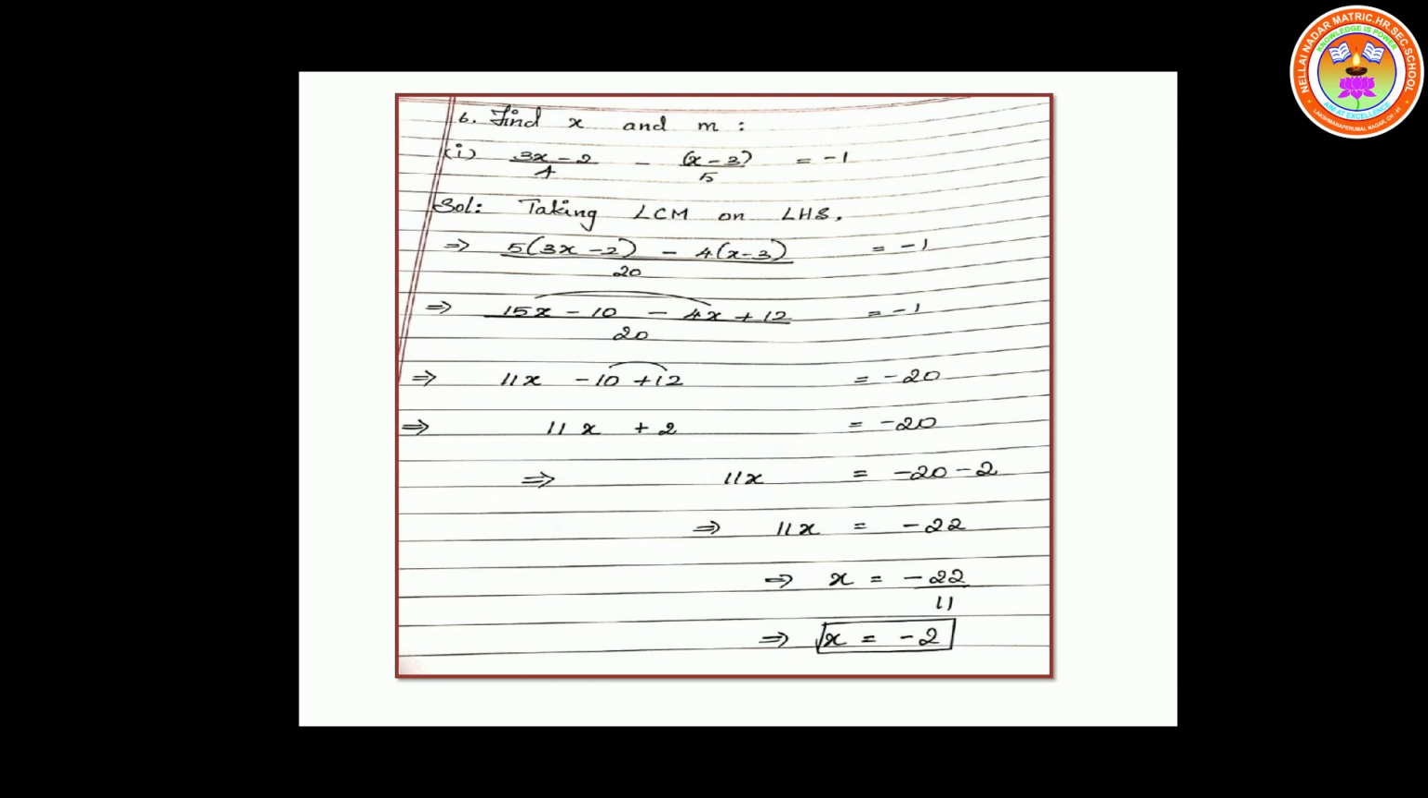Now since there are brackets, I have to expand the brackets. So expanding, what happens? 5 into 3, that becomes 15x, minus 5 2s are 10. Then minus 4 into x is 4x. Minus into minus becomes plus, 4 3s are 12. Divided by 20, that is equal to minus 1.